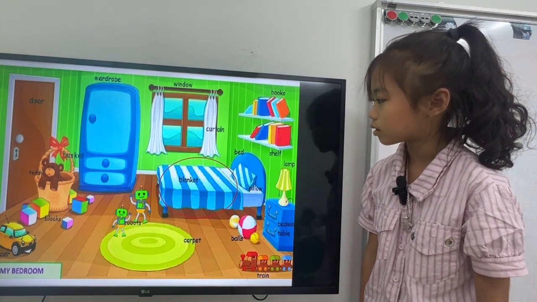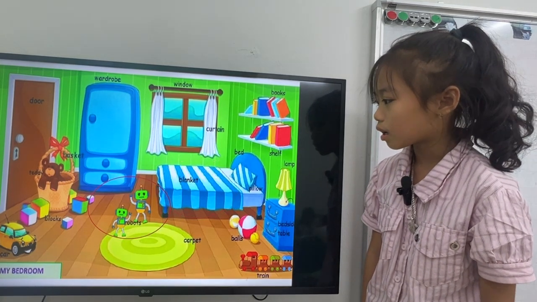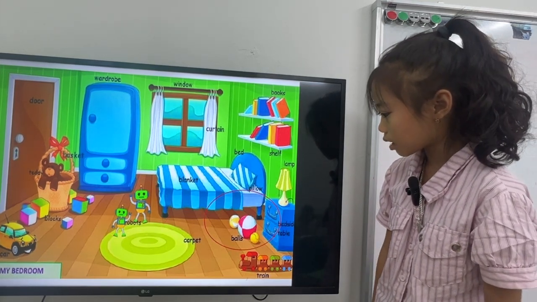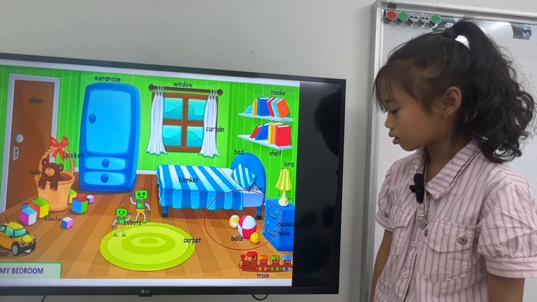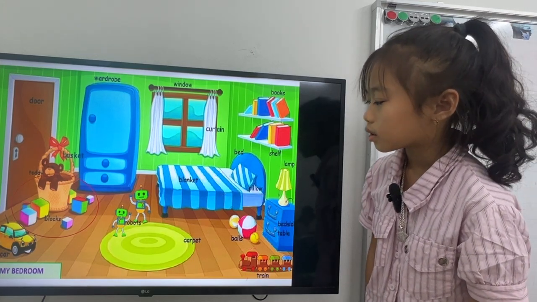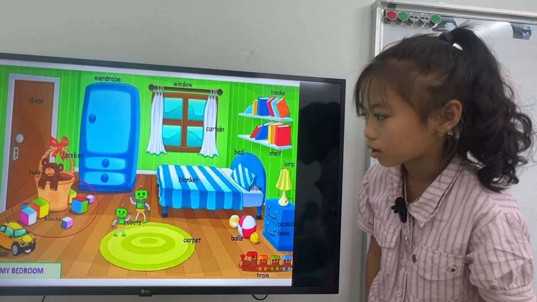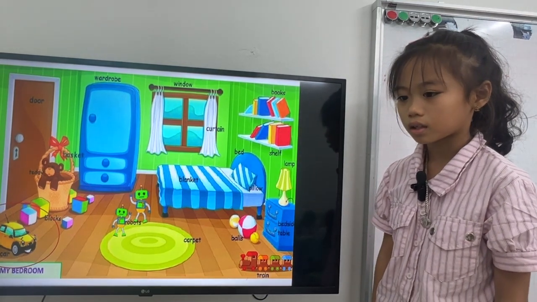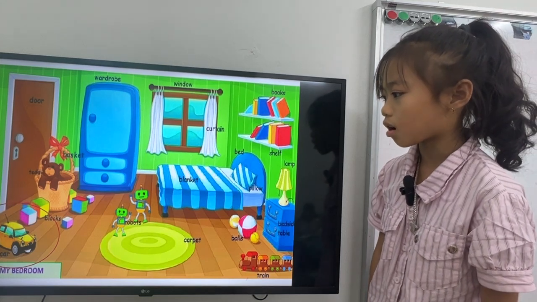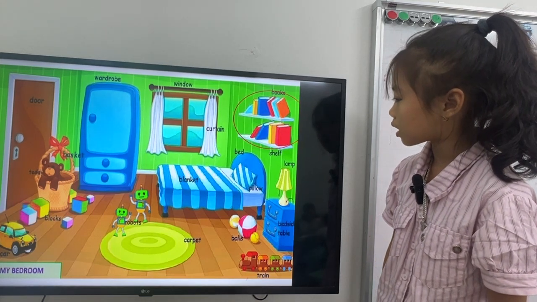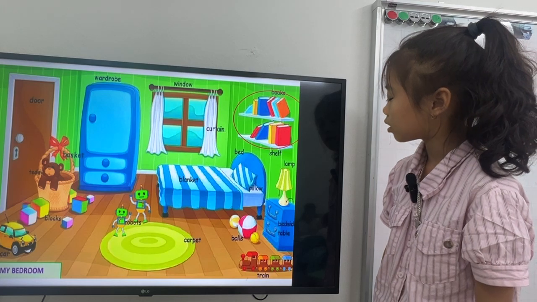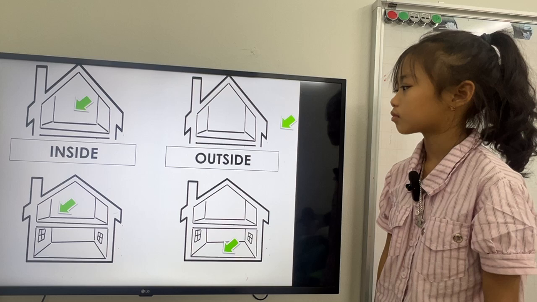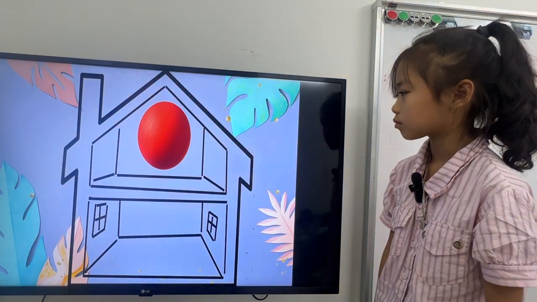Now let's have there is, there are. There is a blanket. Next one. There are robots. There are balls. There is a car. There are cars. There are books. Now let's use inside, outside, upstairs, and downstairs to answer this.